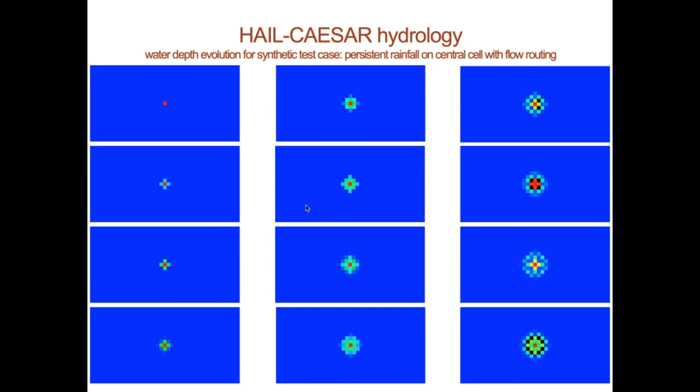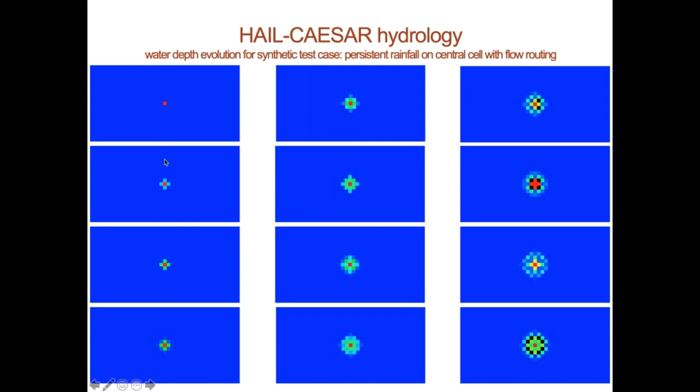So as you can see, we're starting at the top left corner. The color code stands for the water depth. Essentially, we are initializing our system with a water depth that is high, of some notional value one, at the central cell within the system, and the water depth is zero everywhere else.